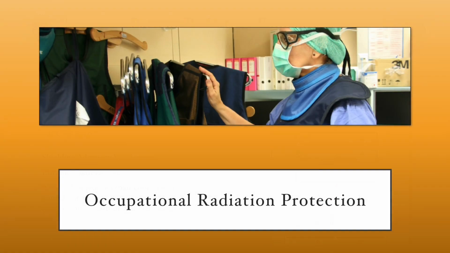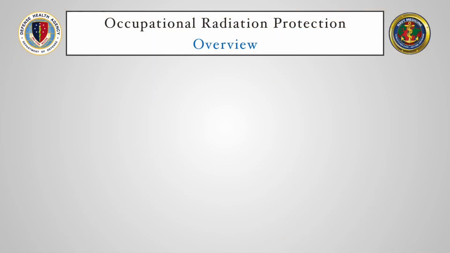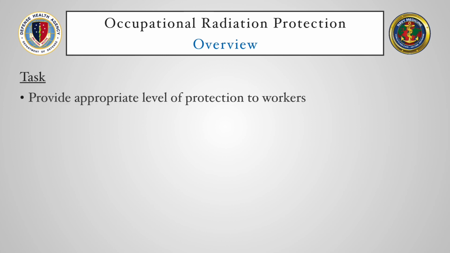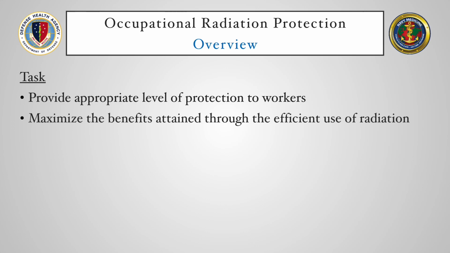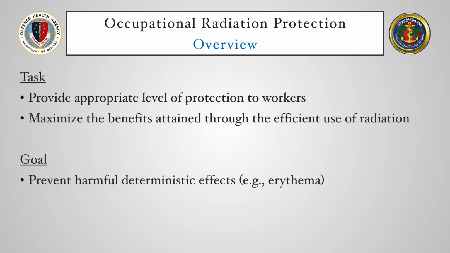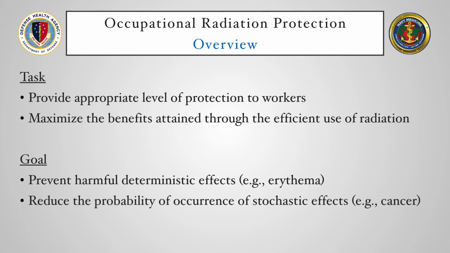We finished talking about radiation exposure to our patients. So let's go on and talk about radiation exposure to our staff and how we can minimize and optimize our radiation exposure through occupational radiation protection. Occupational radiation protection provides the appropriate level of protection for the task at hand and maximizes the benefits attained through the use of radiation, the end goal being to prevent harmful deterministic effects like erythema and to reduce and minimize the probability of occurrence of stochastic effects like cancer.